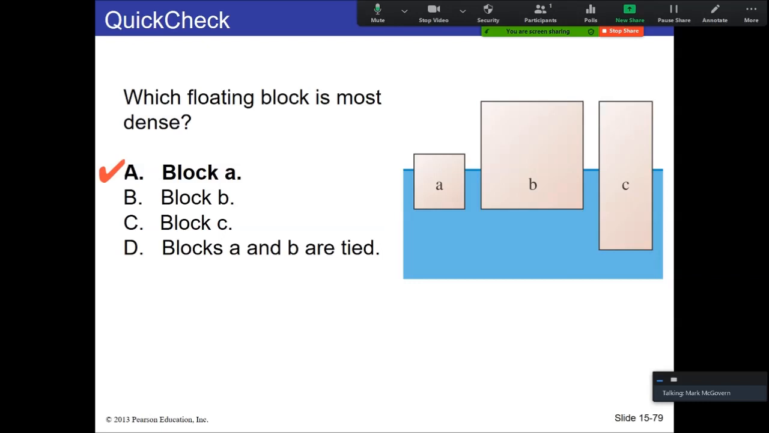B and C: it looks like B is probably the least dense, because a greater percentage of its volume is above the water. C is a little bit less. It looks like maybe 40% or so is above the water. For B, it looks like 60 or 70 or something. A has a lot of its volume under the water. So if you had to rank them, B is the least dense, followed by C, A being the densest.